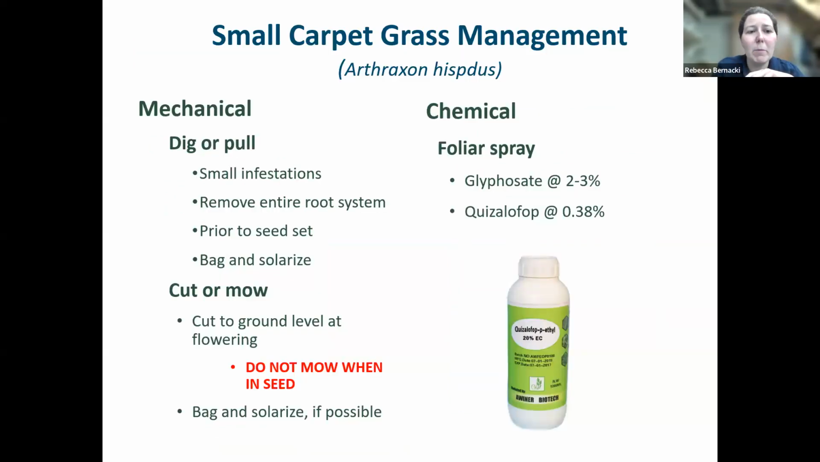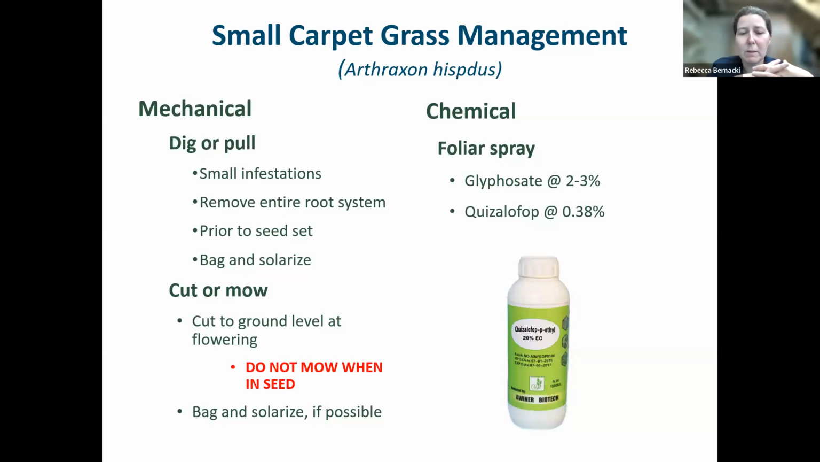To manage small carpet grass, we can dig or pull small infestations prior to seed set, being sure to remove the entire root system and place all of that plant material and any contaminated soil into a black contractor bag before leaving in the sun for a few weeks to solarize and disposing of it in our trash stream. We can cut it to ground level at flowering as a management option. Again, never mow when it's in seed. If possible, rake up that plant material, solarize it and dispose of it.